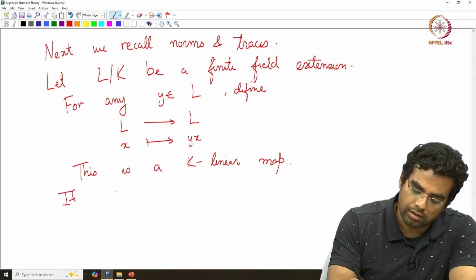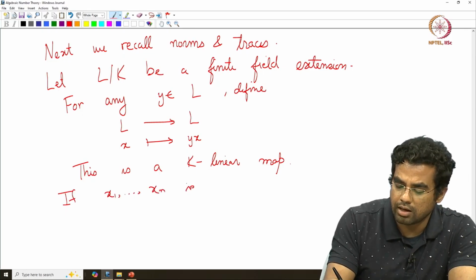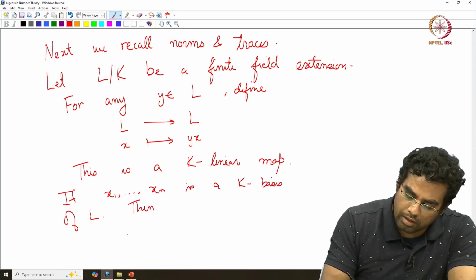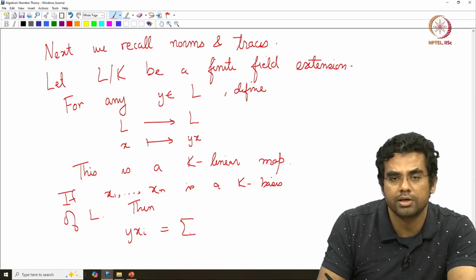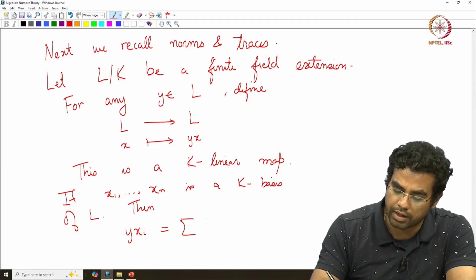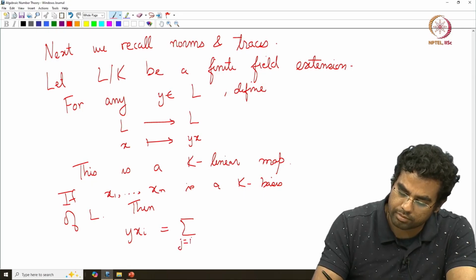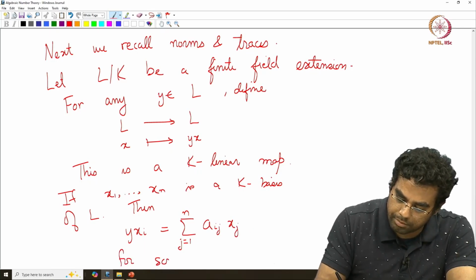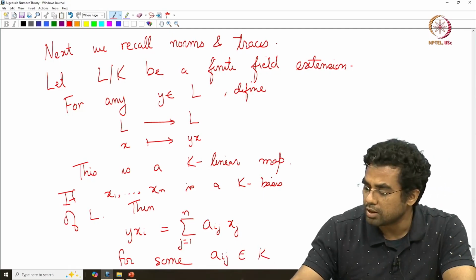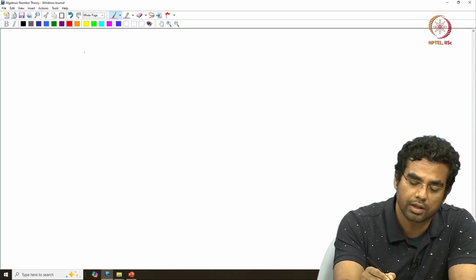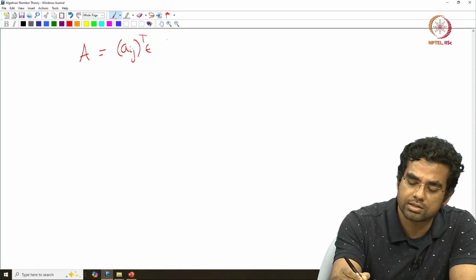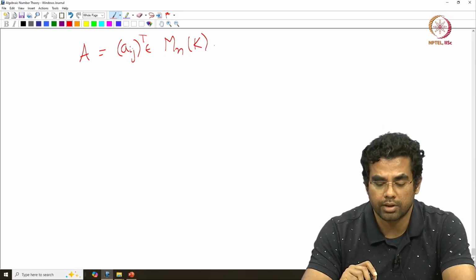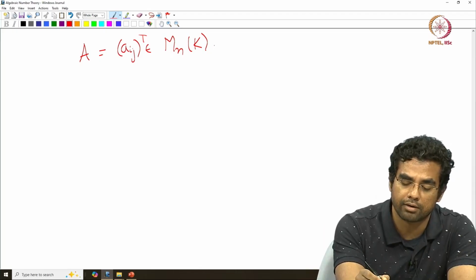Right. So, if x1 up to xn is a K basis of L, then y times xi is again an element of L. So, you can write it in terms of this basis, and the way to do this is y times xi equals the sum from j equals 1 to n of aij xj for some aij inside K. So, consequently we get a matrix A equals (aij), this is an n by n matrix with coefficients in K that represents this linear map that takes x to y times x, this K linear map that we have on the previous page.